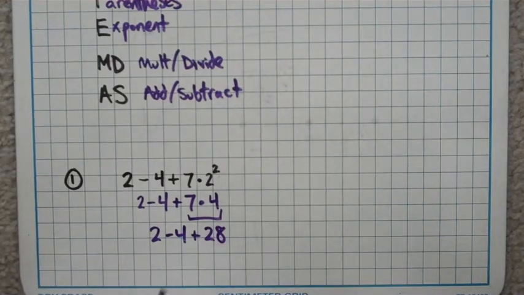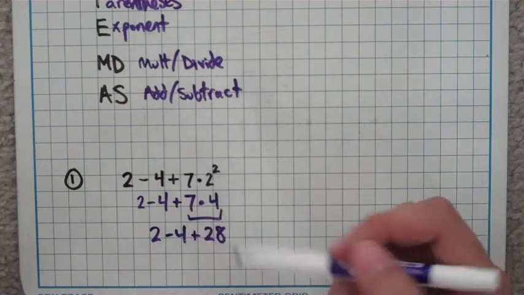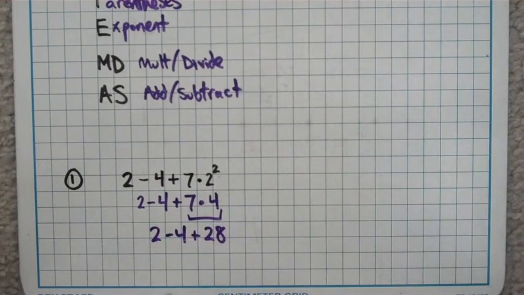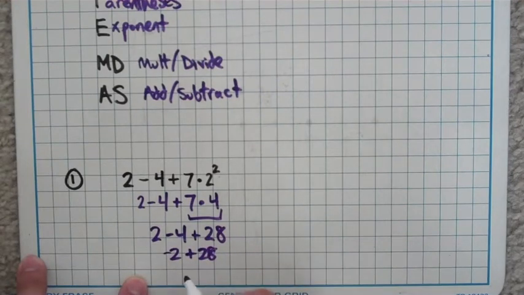Now when you get to here, we have S and we have A. Those tie. A is not going to automatically beat subtraction. So we just go left to right. The first thing I come across is 2 minus 4, which is negative 2. And negative 2 plus 28, my answer to this problem is 26.